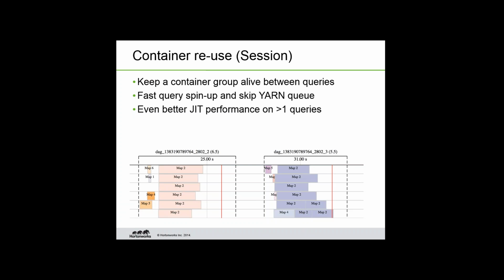Container reuse means keeping a container group alive in between queries, so fast queries spin up and skip the high Yarn queues, and there is even better JIT performance available across more than one query.